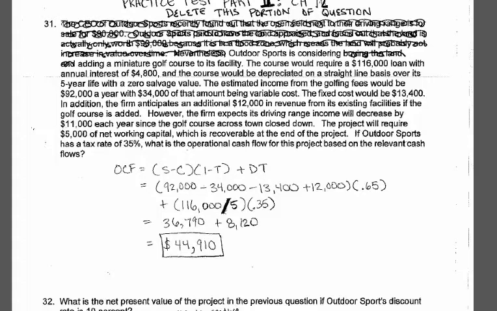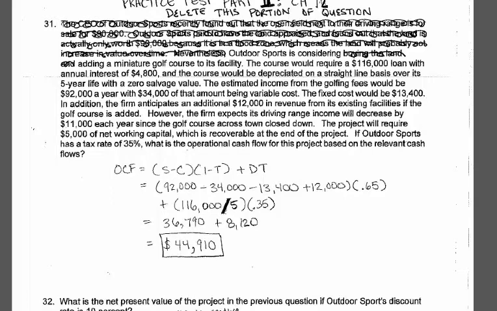Okay. If Outdoor Sports has a tax rate of 35%, so there's your tax rate, what is the operational cash flow for this project based on relevant cash flows? Now, we've seen a couple of ways in the past to find operating cash flow. Here we're going to find operating cash flow based on relevant cash flows. So we're going to use sales minus cost, and there's an understood idea here that you're only going to include relevant cash flows there, times 1 minus T, which is 1 minus tax rate, plus DT, which is depreciation times tax, and that's a depreciation tax shield, or at least that's what we usually call it.